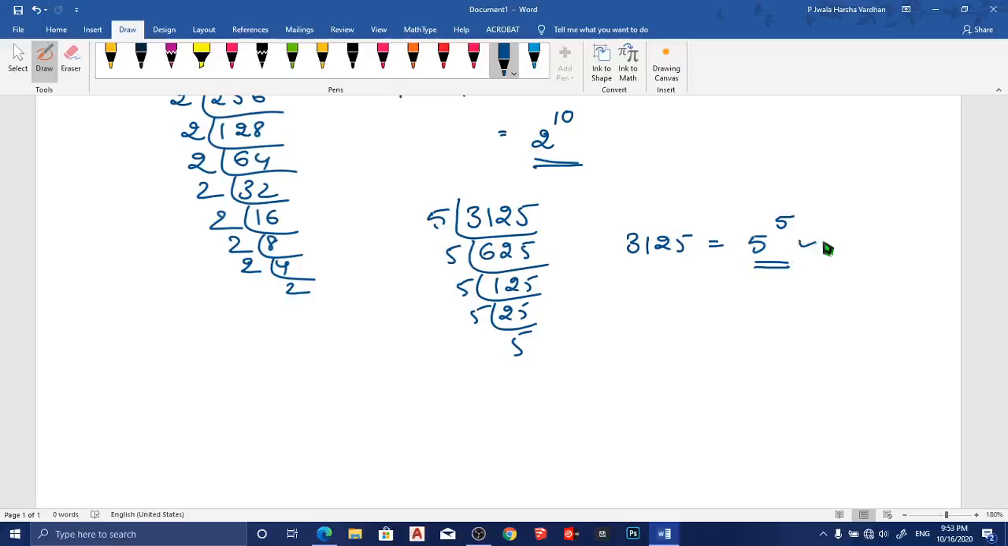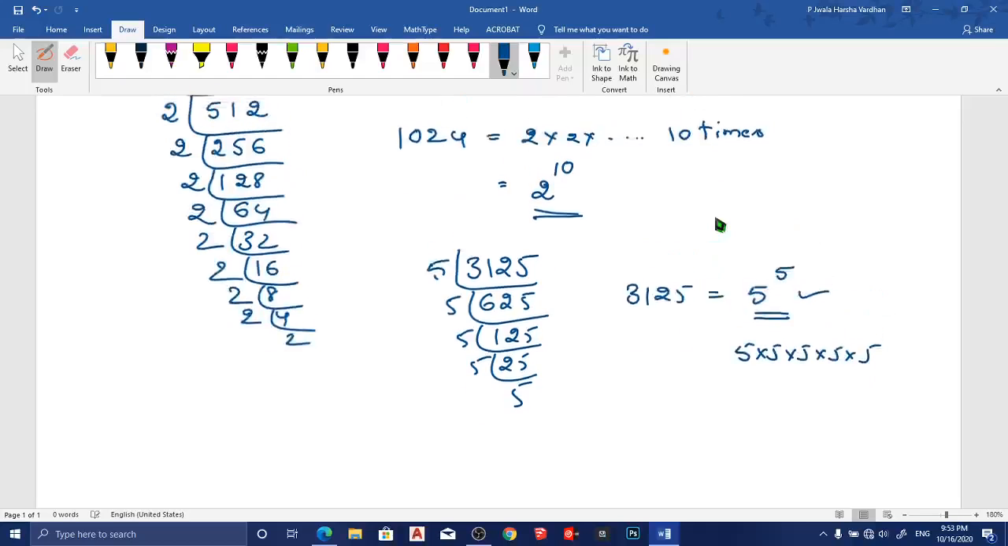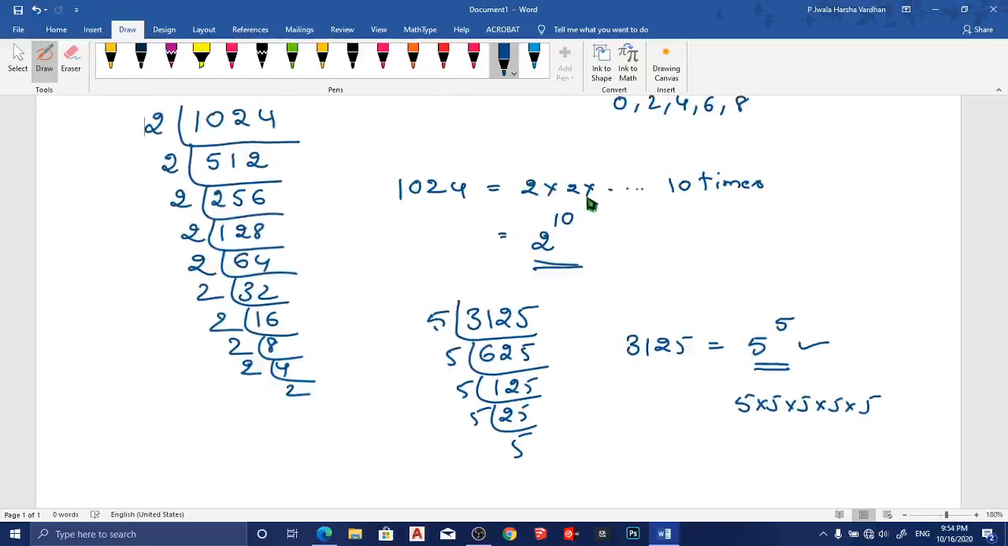So this is the main advantage of writing the number in the form of exponential form. It's very easy to write. No need to write this 5 to the power of 5 in the form of 5 into 5 into 5 into 5 into like that. So observe here in this problem you have to write 10 times, but I wrote this in the shortest form, which is 2 raised to the power of 10, which is very convenient form. So these are the exponential forms. Okay, writing the given number in the exponential form will shorten the number, and we can read that number also very easily.